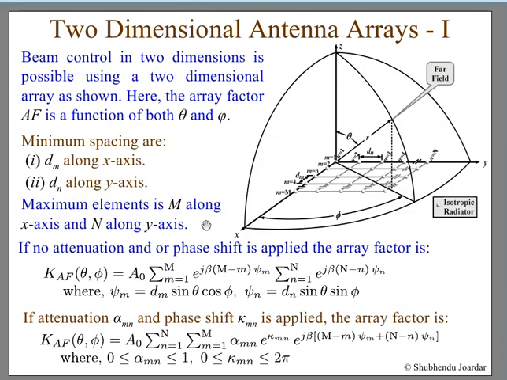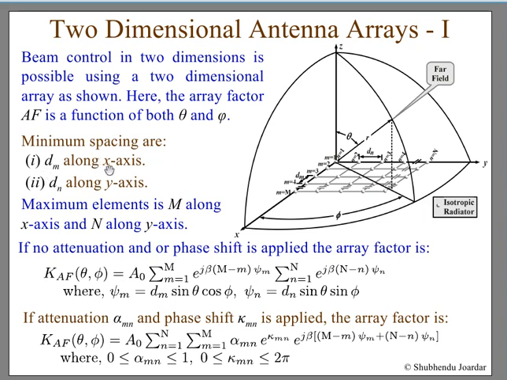Now you did it for 1 dimension. For 2 dimensions, you will place the antennas in something like a matrix, and you will do the additions in 2 dimensions, and your beam pattern will have a width in both of these. The description says beam control in 2 dimensions is possible using a 2-dimensional array as shown. Here the array factor AF is a function of both theta and phi.